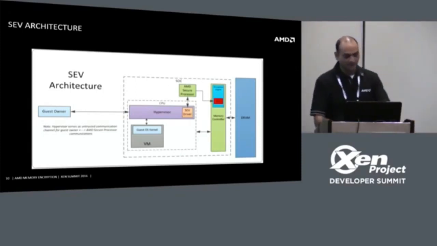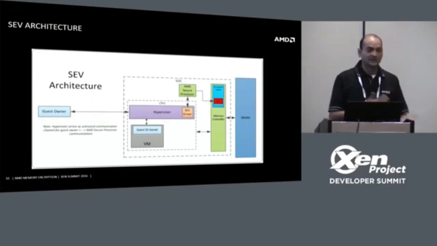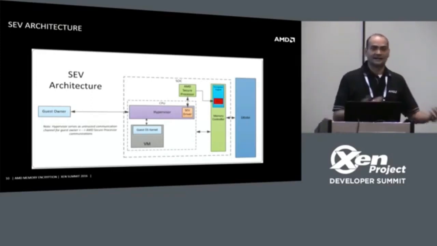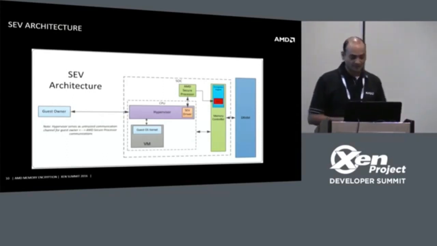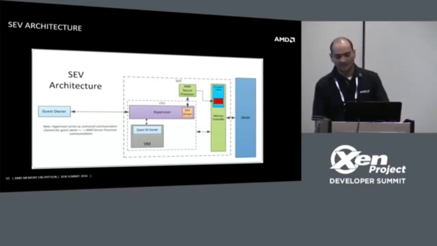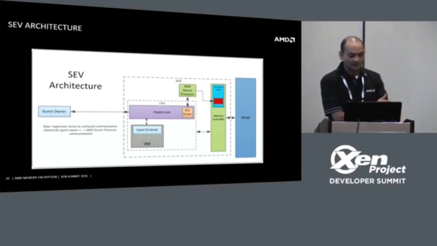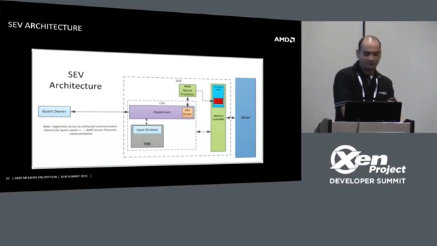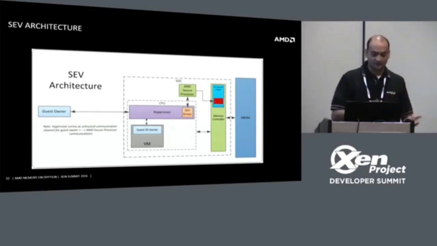In the case of SEV, since there is key management involved, there has to be some communication between the guest owner and the cloud provider. I think step number one is the guest owner asks the hypervisor, please launch an SEV guest. The hypervisor will probably respond saying, okay, give me your public Diffie-Hellman key so that I can launch a guest. So there will be some communication between the hypervisor and the guest owner.